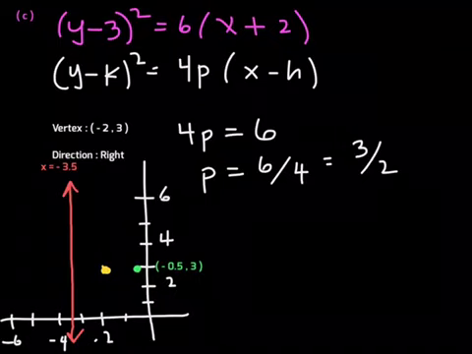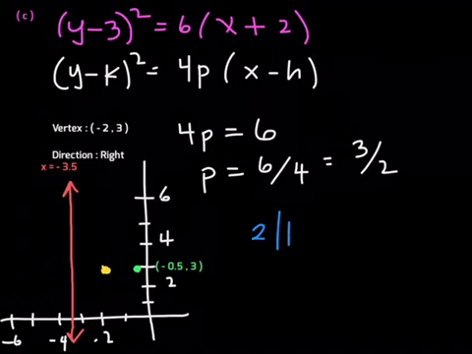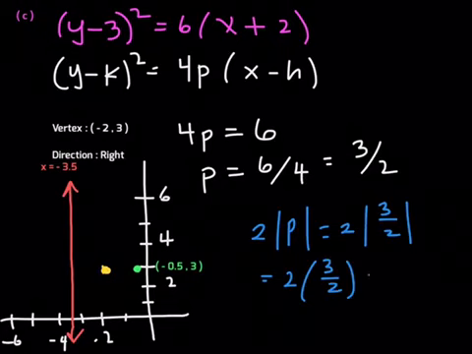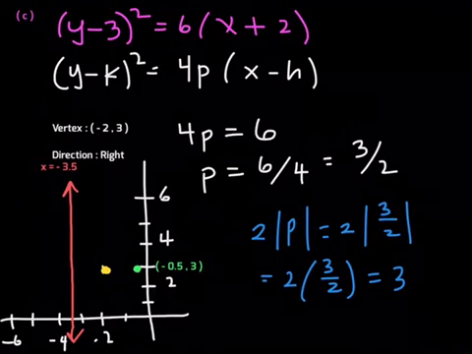So all we really need to figure out now is the endpoints of the latus rectum, which will tell us how wide opening our parabola is. Do you remember that the endpoints can be found by taking 2 times the absolute value of p? So it'll be 2 times the absolute value of 3/2. So it's just 2 times 3/2, which is just 3. So if we start at our focus and go up 3 units and go down 3 units, we will end up at the endpoints of our latus rectum, which lie on the parabola.